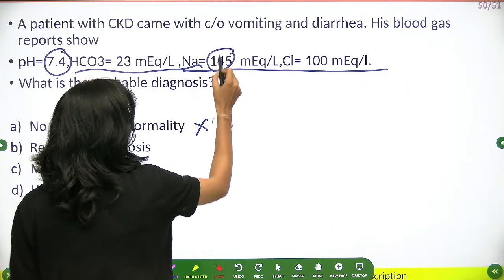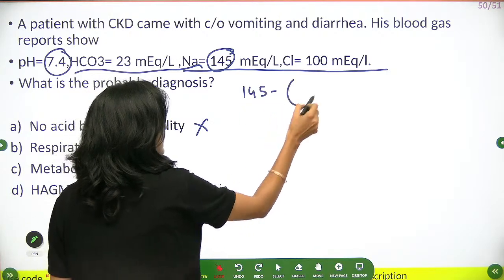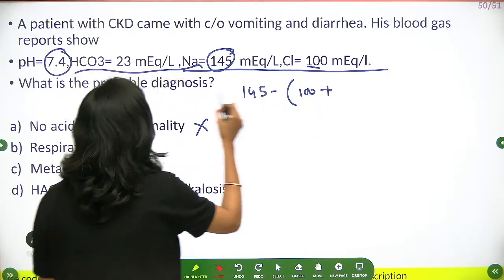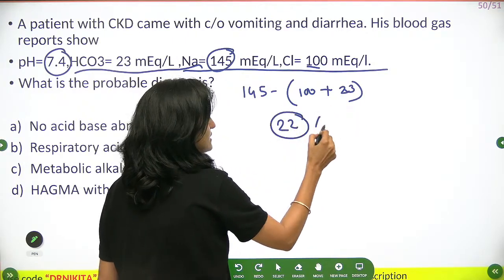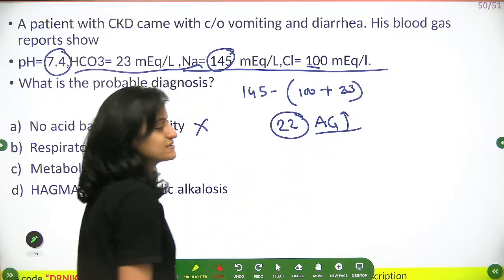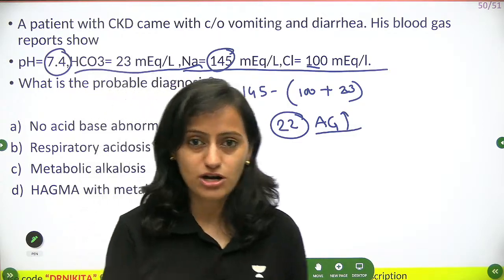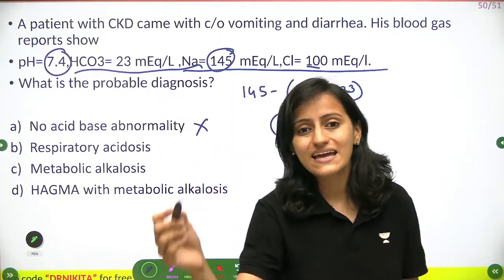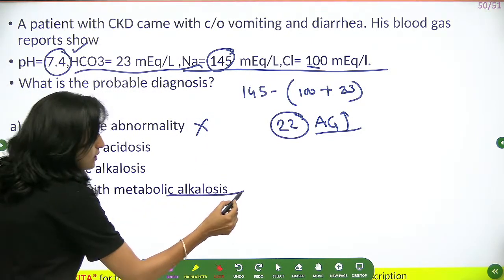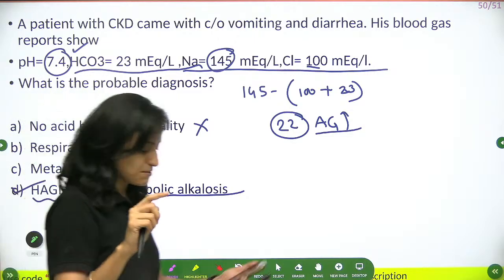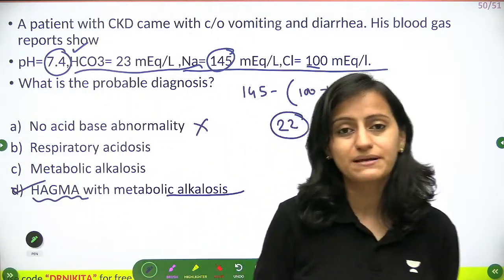How much is the anion gap? Sodium 145, minus chloride, that is 100, plus bicarbonate, that is 23. So the anion gap is 22. Increased? Yes, it is increased, right? 8 to 12 is normal. So this is your high anion gap metabolic acidosis. But then the pH is normal. That means there is a mixed acid-base disorder. So this is your high anion gap metabolic acidosis along with alkalosis. That is what is compensating the pH.